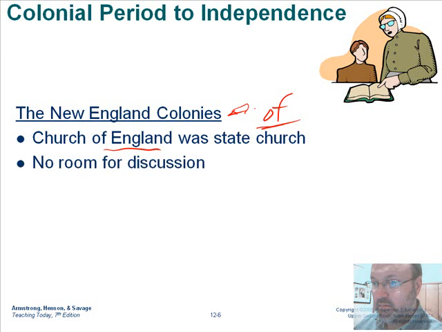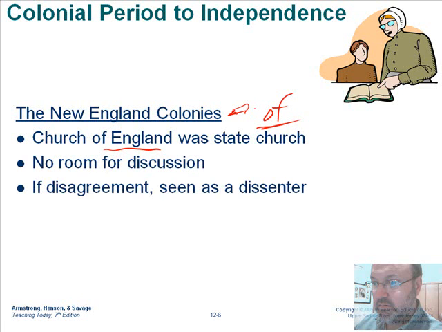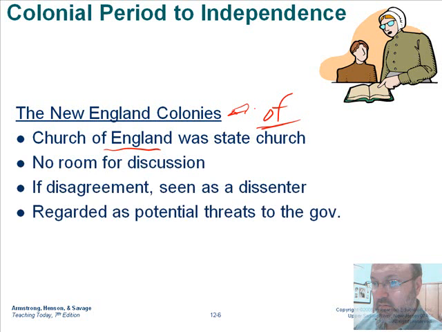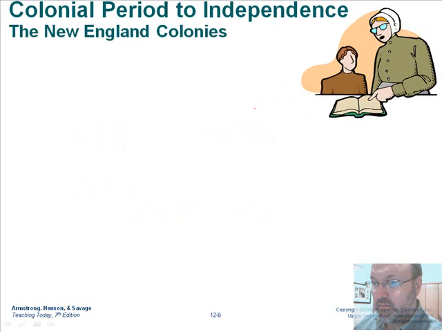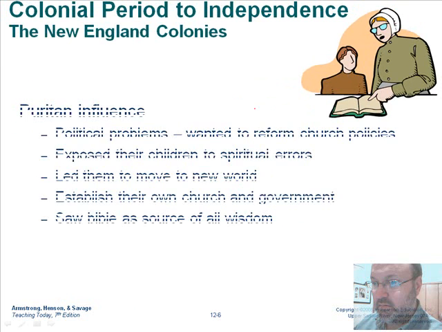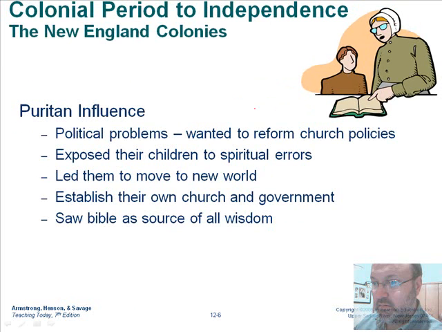There was no room for discussion about this. If you disagreed in England about the church and state being together, then you were a dissenter, and then you were a threat to the government, and so you were in trouble. And so what did they do? They fled when they had a chance.